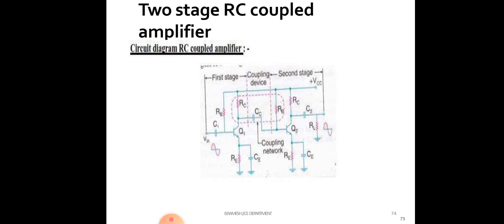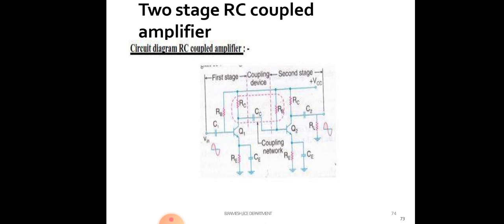If that capacitor is not present, the RC resistor and this biasing resistor get combined, and that will change the operating point. Also, if that capacitor is not present, both AC and DC components are added to the Q2 transistor. So to avoid that, we are using the coupling device, that is the coupling capacitor.